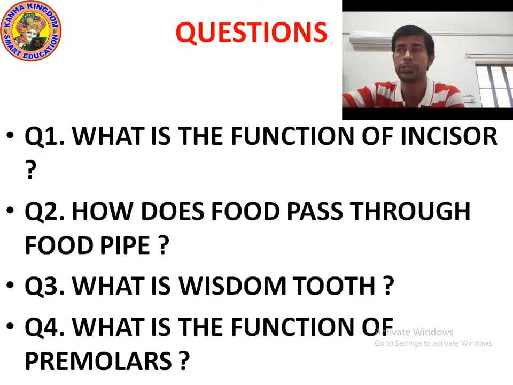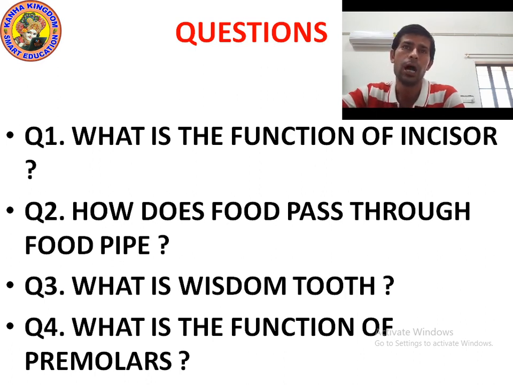Okay kids, question number 1. What is the function of incisor? Yes, who will tell me? The function of incisors is just to cut and bite the food item. And how many incisors? There are 8 incisors and the shape is flat.